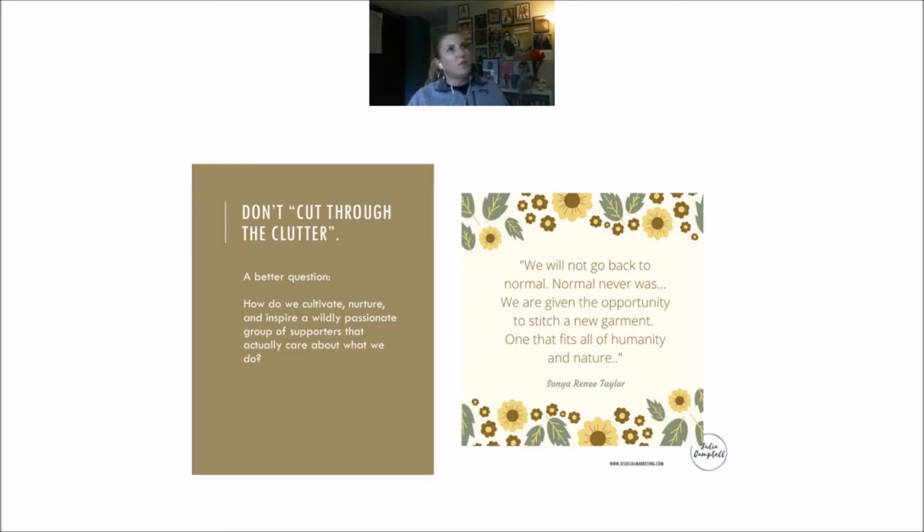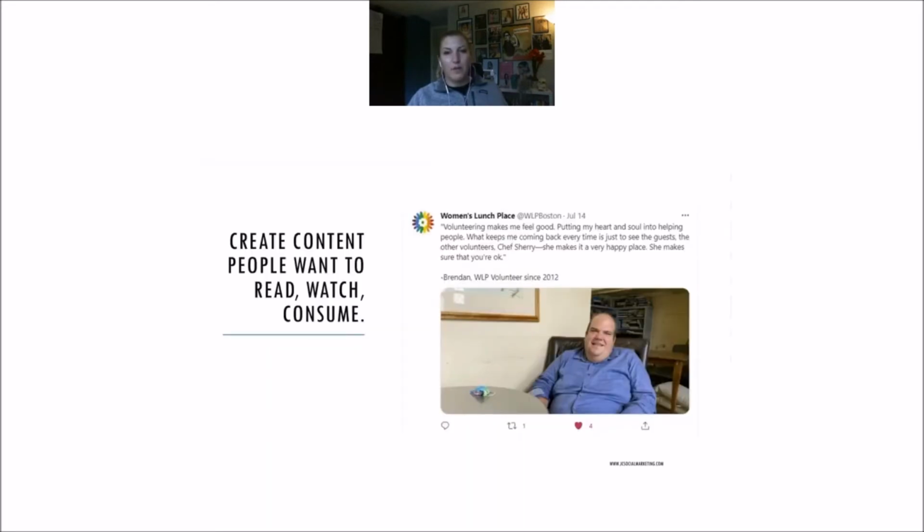The key here is also not to ask the question of cutting through the clutter. You need to ask the question of cultivating and nurturing a group of supporters that actually care, that would follow you from platform to platform, that would miss you if you were gone. Also, we need to stop thinking about our own agenda and think about creating content that people want to read, watch, and consume on social media channels.